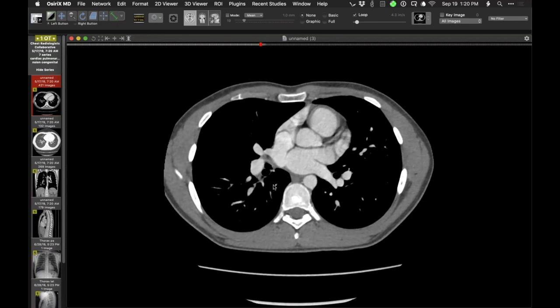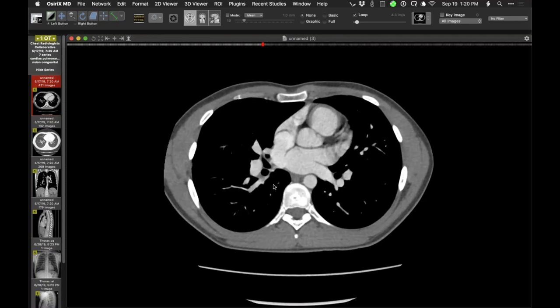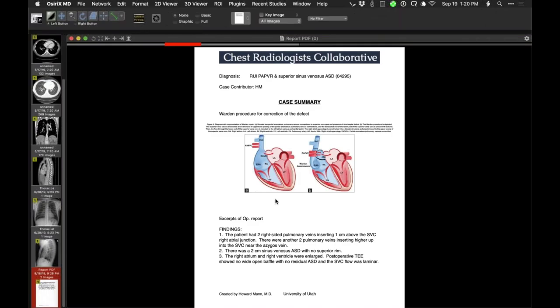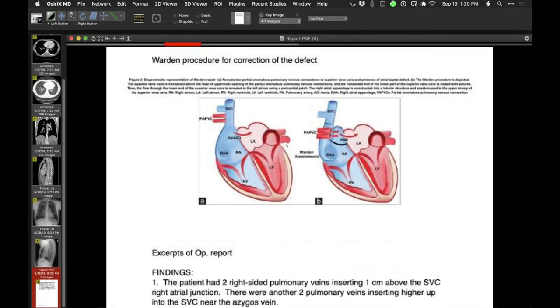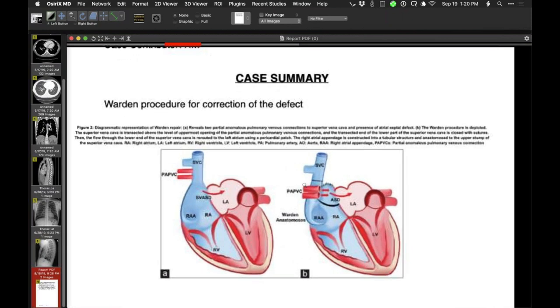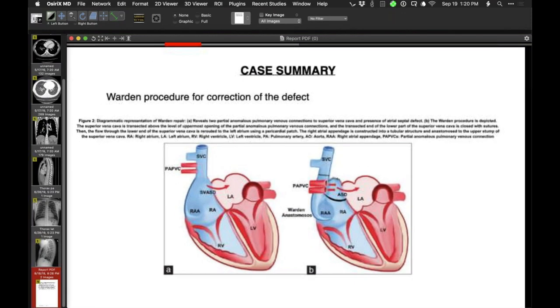So a really nice example of all of those findings with a superior sinus venosus defect, which is that the defect is right here. Very nice example of that. So the classic treatment for this is the so-called Warden procedure. So I'll try and make that big. So this person was scheduled for a Warden procedure to correct that.